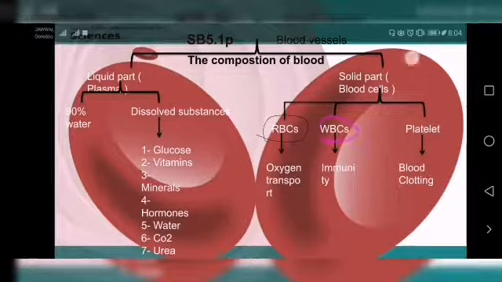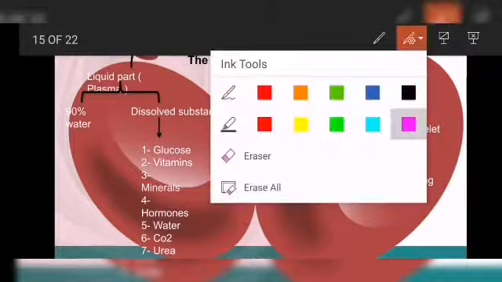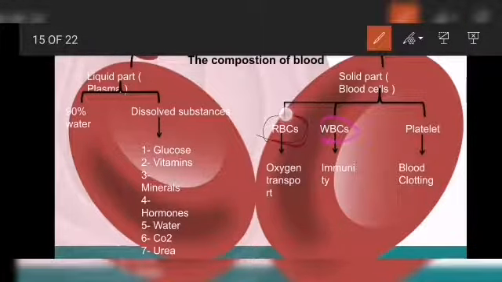Okay, RBCs or red blood cells or erythrocytes, they have only one function, oxygen transport. And WBCs or white blood cells, we use them for immunity, and the platelets for blood clotting.